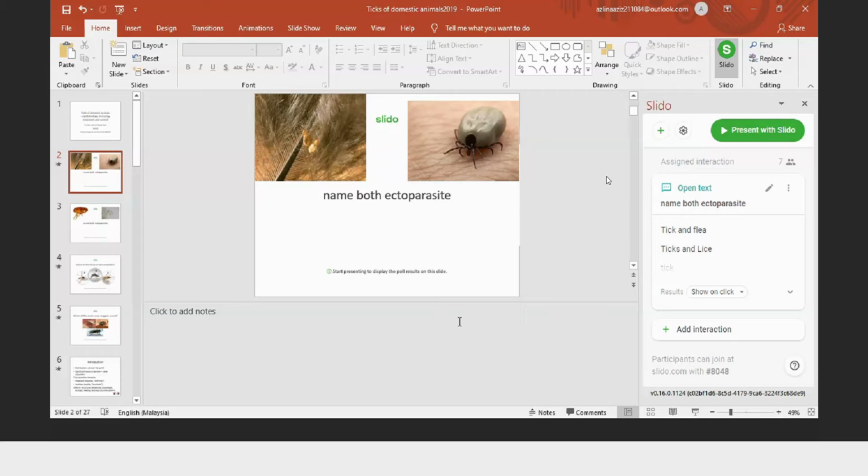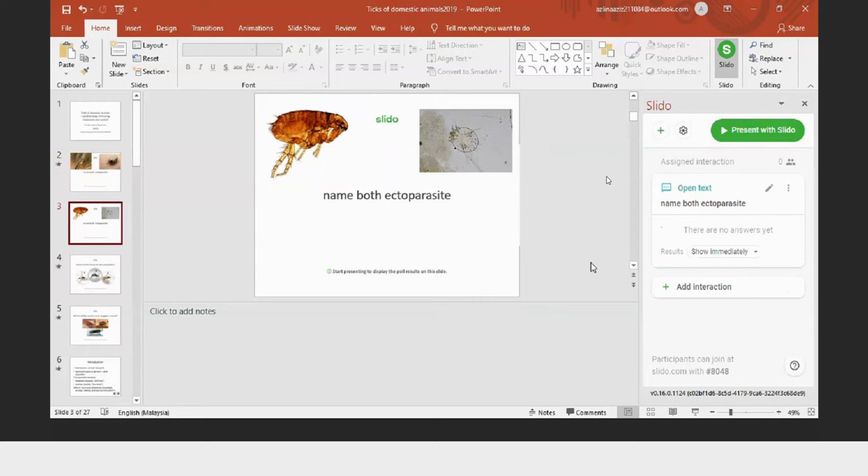So can you name the ectoparasite that you see on the slide? Somebody answered ticks and fleas, some ticks and lice. So it's actually ticks and lice. Flea doesn't look like that. Lice is dorso-ventrally flattened, as you can see in the picture. Okay, next. So what are these ectoparasites?